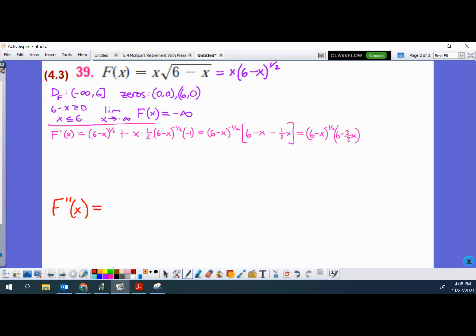f double prime of x equals, and again, I'm looking at u times v. So u prime is negative 1/2 times 6 minus x to the negative 3/2 times a negative 1 for the chain rule. So I'll just make that positive. Times my v, 6 minus 3/2 x. Plus u, 6 minus x to the negative 1/2 power, times v prime, which is negative 3/2.